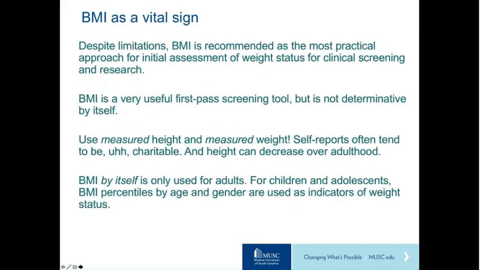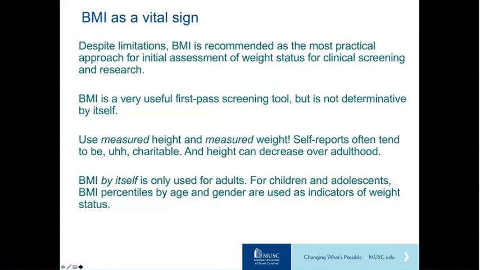In spite of these limitations, we do use BMI for a number of things. It's a very practical and appropriate approach to initially screening somebody for obesity. We use it in research all the time as a means of describing the overall weight status of our research participants. Clinically, it's a useful first pass screening tool, but in and of itself, it's not definitive as far as determining for certain whether you have too much body fat.